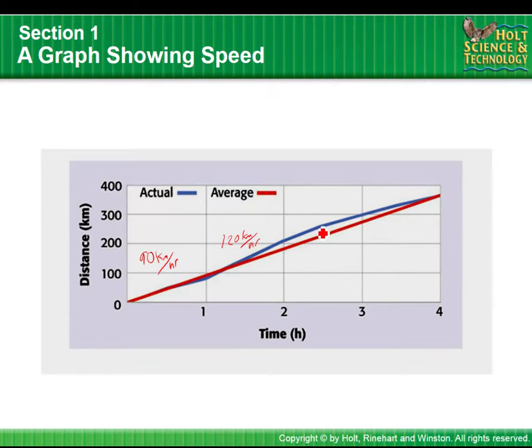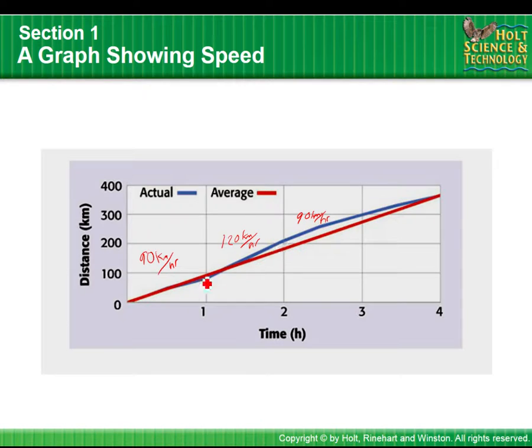Look at the blue line here. It looks like it's slowing down a little bit again. So it goes from about 210 kilometers here to about 300 kilometers here. So that's back to 90 kilometers per hour. So you can see that car did not keep a constant speed for its whole trip. And then it slowed down a little bit more here, it looks like.